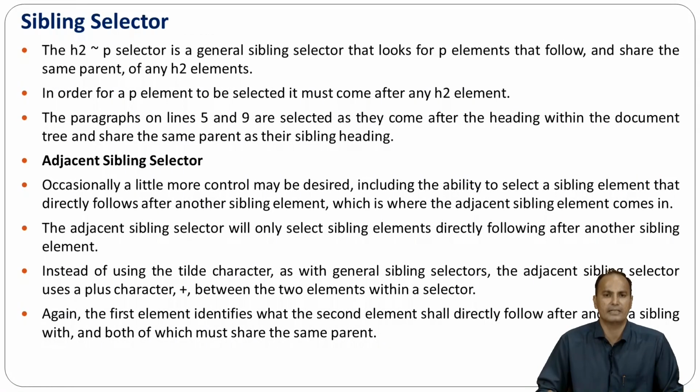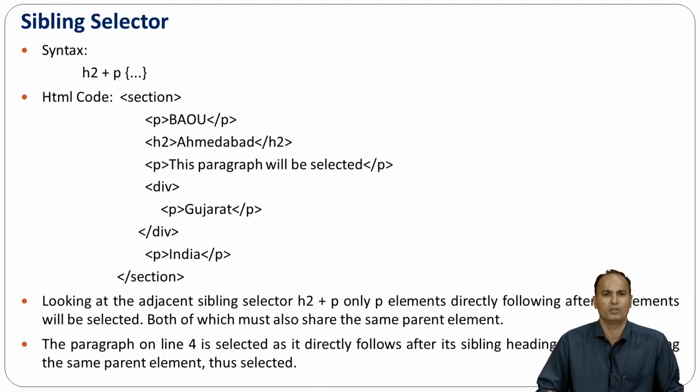Instead of using the tilde character as with general sibling selectors, the adjacent sibling selectors use a plus character between the two elements within a selector. So it will look like this, h2 plus p. Looking at the adjacent sibling selector h2 plus p, only p elements directly following after the h2 elements will be selected, both of which must also share the same parent element.